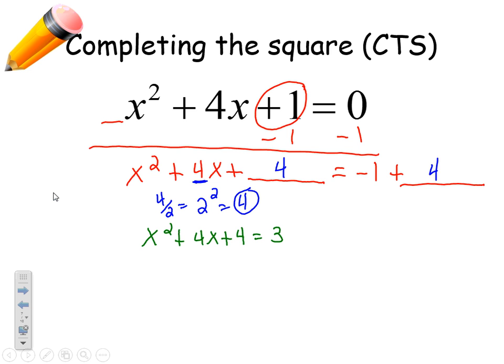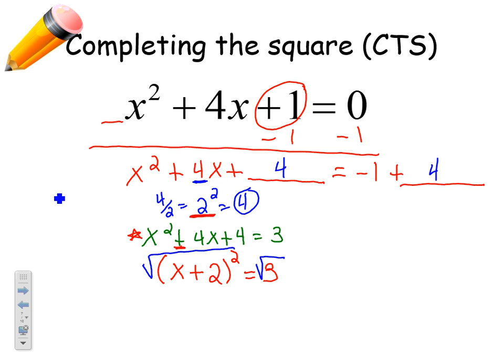To solve this, we have to write this as a factor. Now, we learned how to do this last time, so we're going to have x, and because this is a plus, we're going to write plus, and we're going to use whatever this number is, 2, squared equals 3. From here, we've solved many of these. Now we're just going to have to take the square root of both sides. So we get x plus 2 equals plus or minus the square root of 3. To get x all by itself, we're going to subtract 2 from both sides.